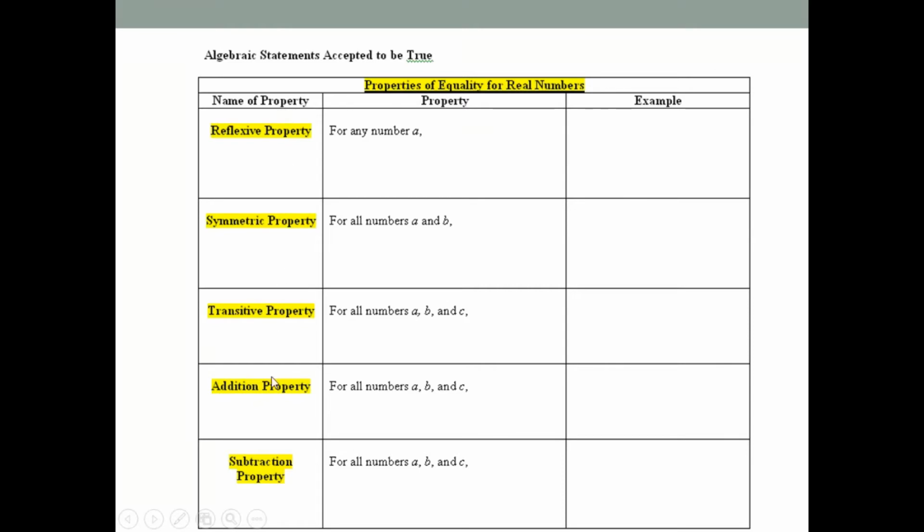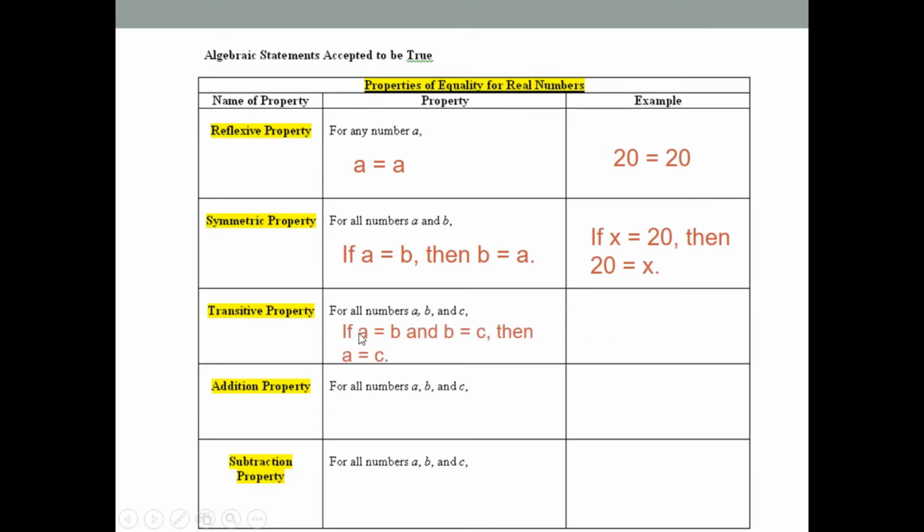And to do that, we will use these different properties. The reflexive property just means that everything is equal to itself. For example, 20 is equal to 20. The symmetric property of equality is what allows us to flip around an equal sign. So if you know two things are equal, they're equal regardless of how you write it. The transitive property allows us to say that if two different things are equal to the same thing, they must be equal to each other. If A equals B and C equals B, then they must both be equal to each other.